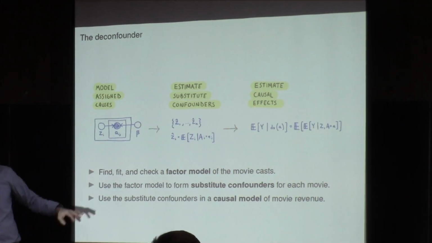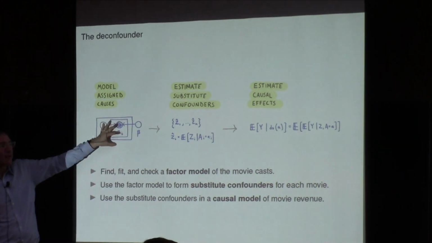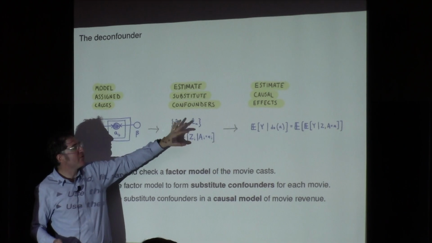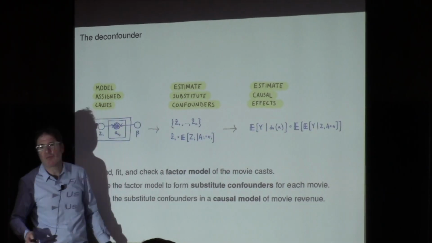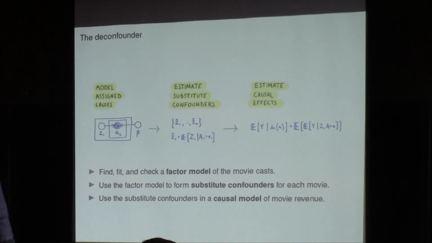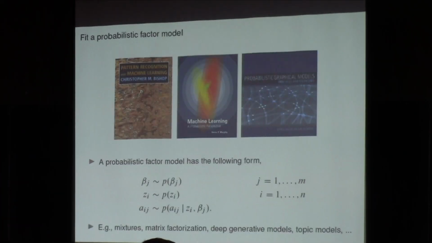Okay? So the procedure is to find, fit, and check a factor model of the movie casts, use it to form substitute multi-cause confounders, and then use those substitute confounders in a downstream causal inference. So I want to go over each of those steps, and then we'll talk about why it works. All right, so what's a factor model?